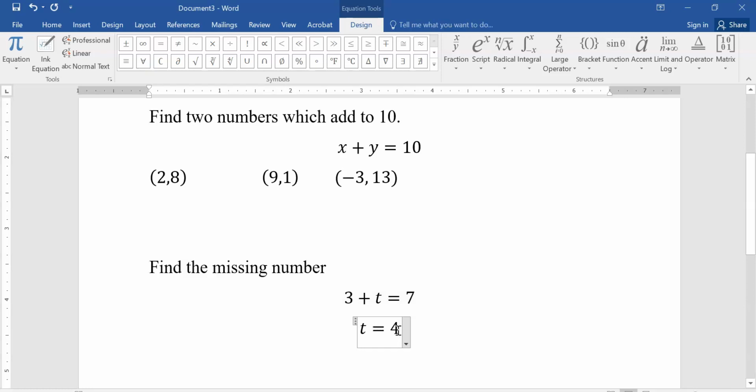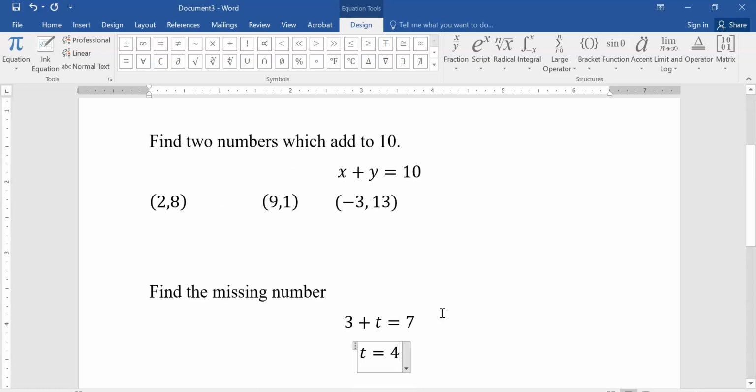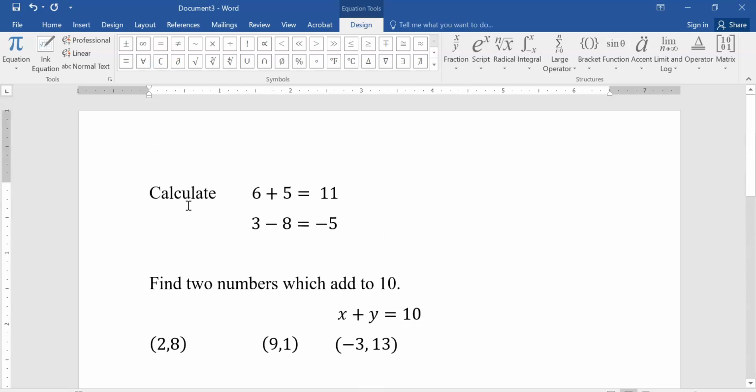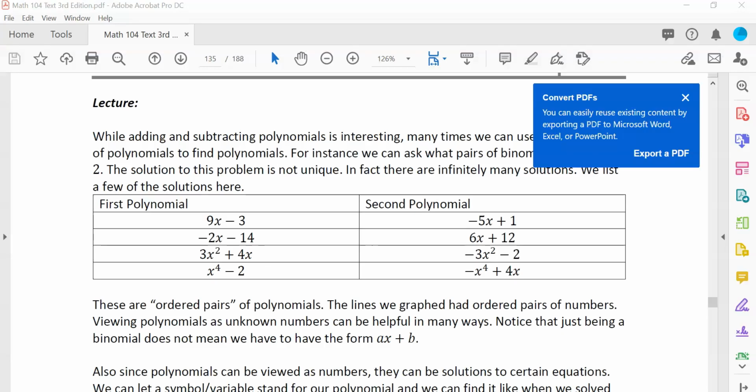In fact, this t equals 4, you could think of this number t, or this variable t, as a polynomial. Specifically, the polynomial we need to plug in here is 4. You can think of this x and this y as polynomials. And you say, well, we have lots of choices to plug in for x and lots of choices to plug in for y. So once we know how to calculate, add and subtract numbers, then we use those facts to solve linear equations, either in one variable or in two variables. And that's what we're going to do with polynomials as well.